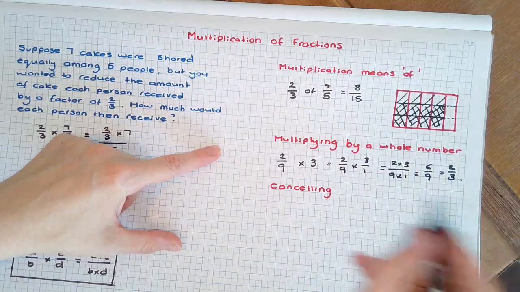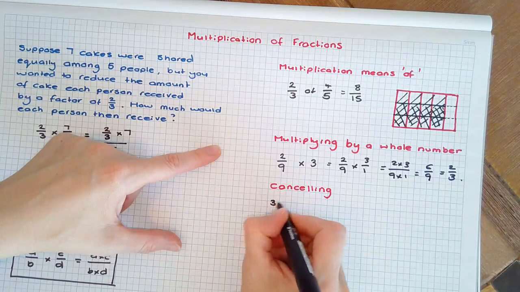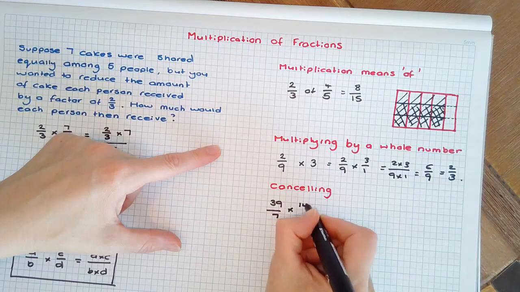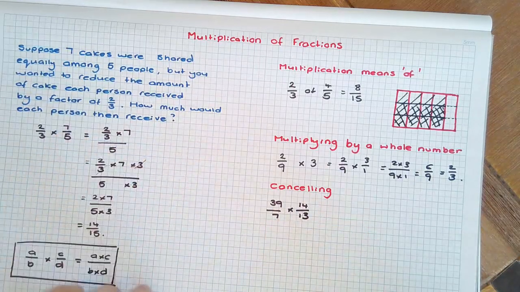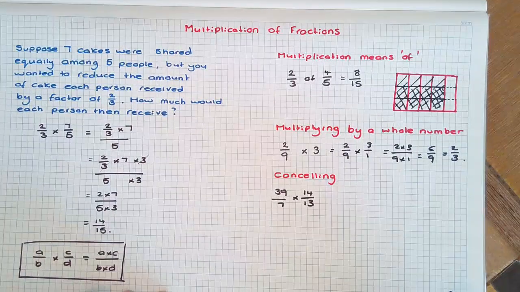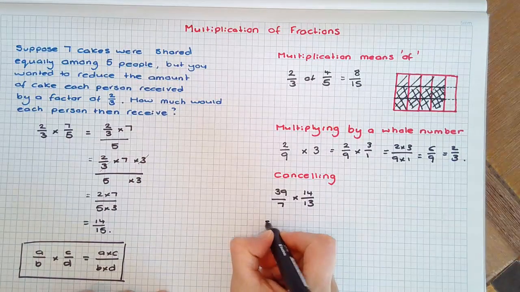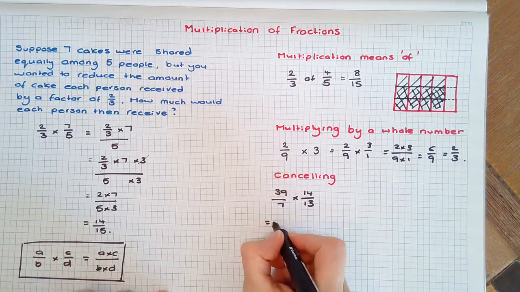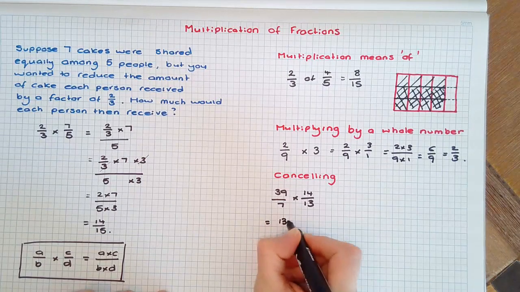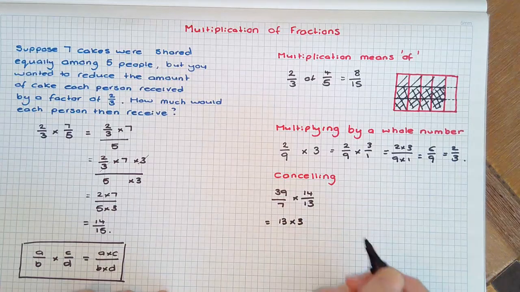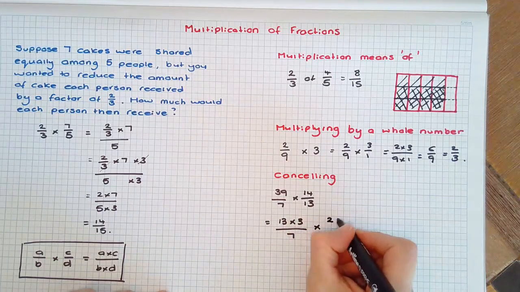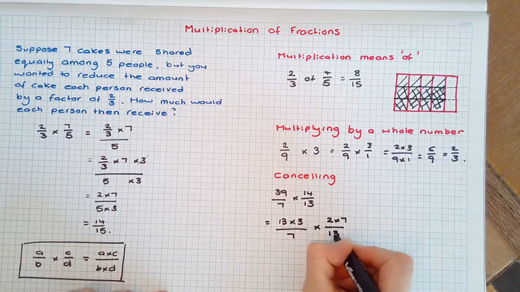Now suppose I gave you a trickier multiplication of fractions problem. 39 over 7 times 14 over 13, but I asked you to solve it in only a few seconds. What we can do is break each number down to its factors. So 39 could be written in prime factors of 13 times 3 over 7, and 14 can be written as 2 times 7 over 13.